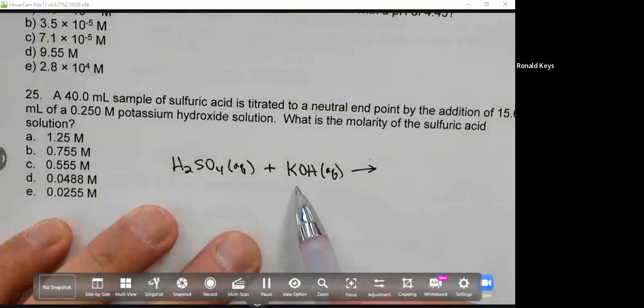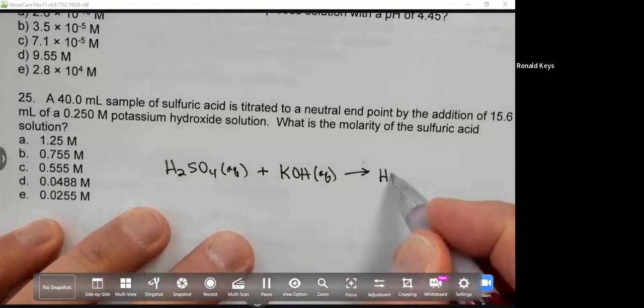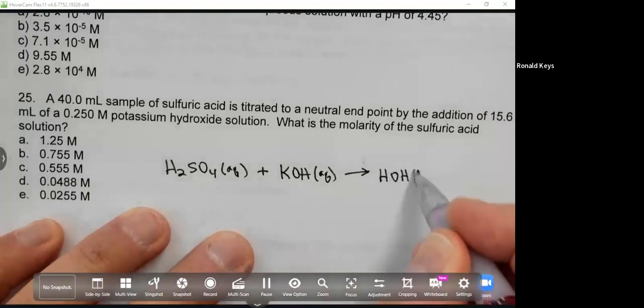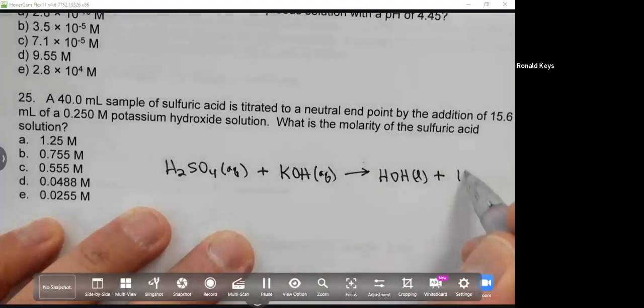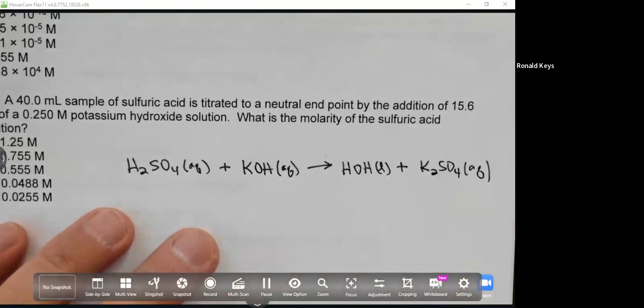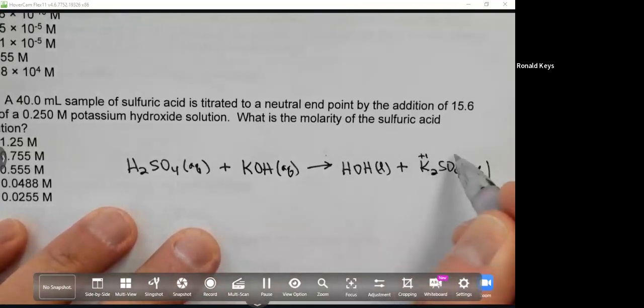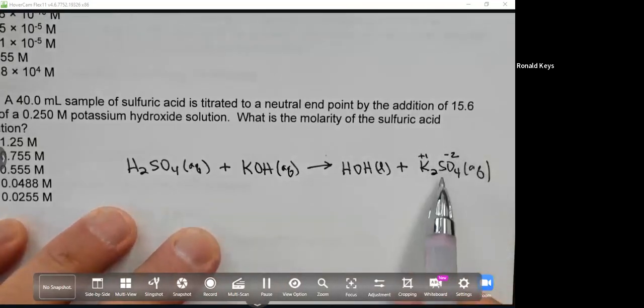Double replacement, neutralization. Acid plus a base, we're going to get a salt and water. So again, we would get HOH. And then we're going to end up with K2SO4. +1 and -2 here.